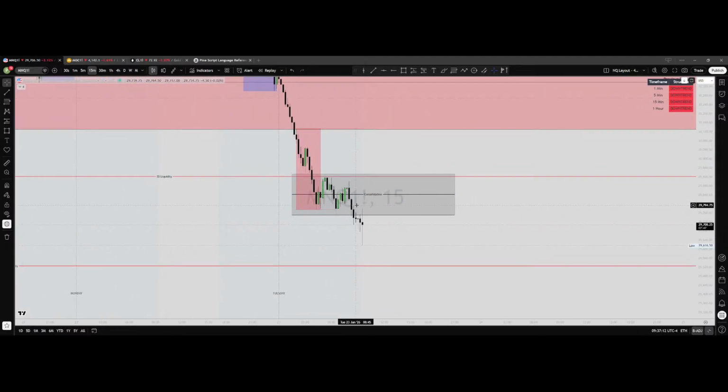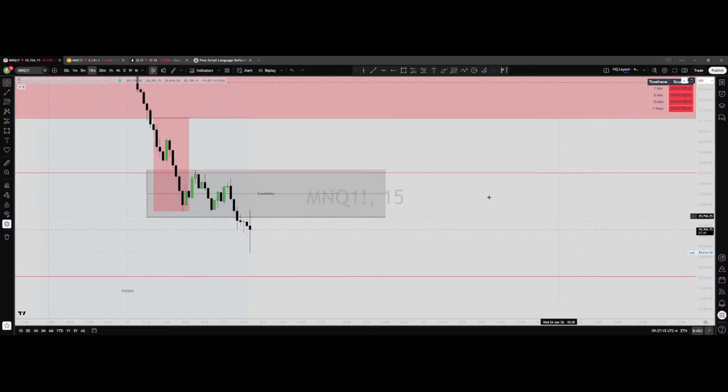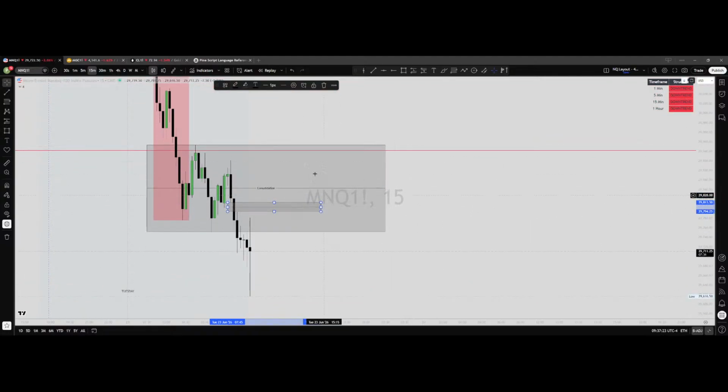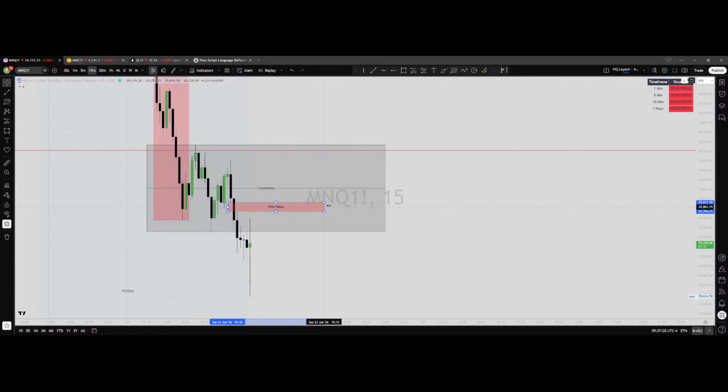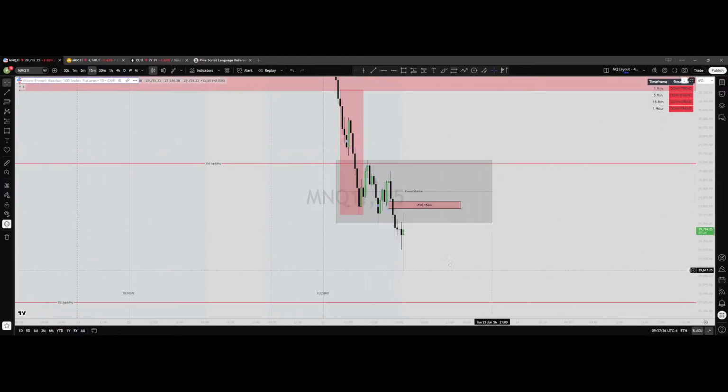There is a 15-minute fair value gap here. There is a 15-minute fair value gap right here. It aligns with this bullish order block. This is this bearish order block. So this fair value gap here can become a good level of interest for us. We're going to wait for the first 15-minute candle to close and then look for trade.